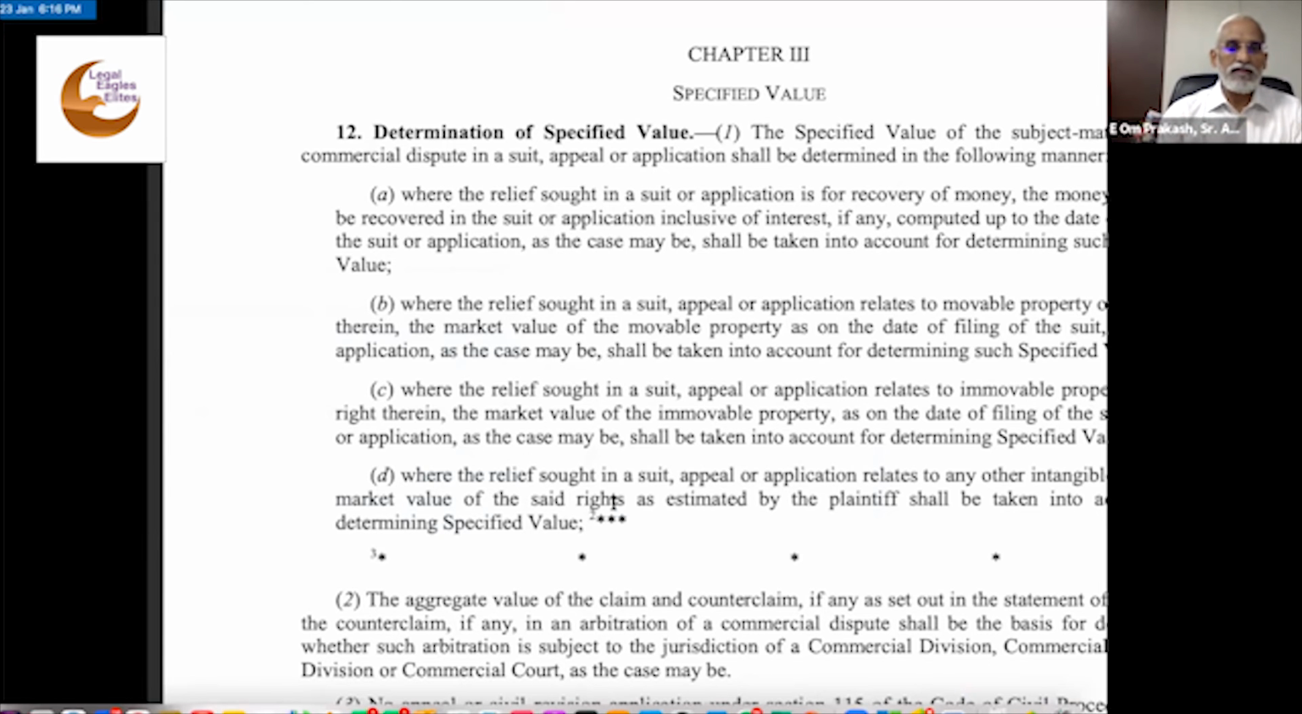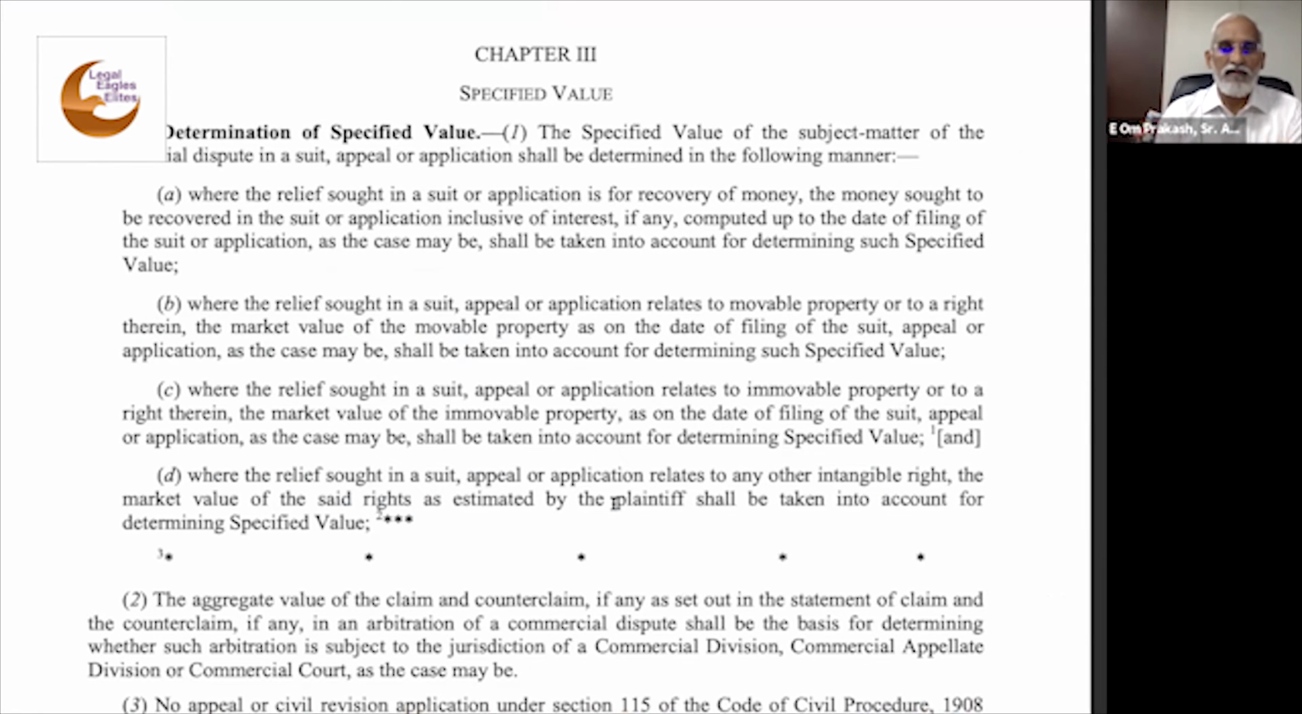So then they put across certain things. They say that if it is for recovery of money, then the money sought to be recovered in a suit, this is the first instance, okay, including interest, whatever it is computed. So it is a simple situation.